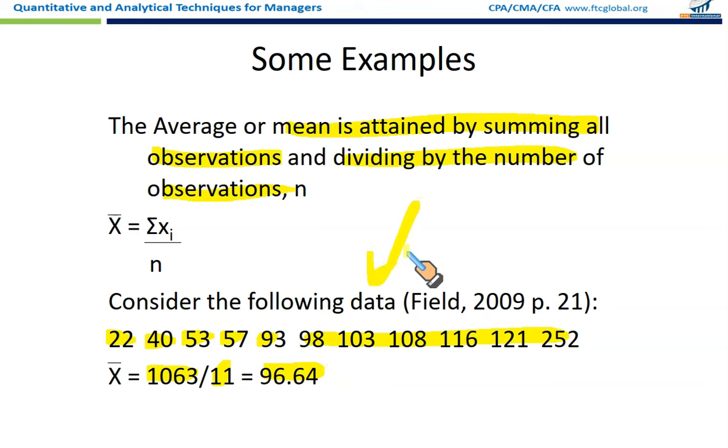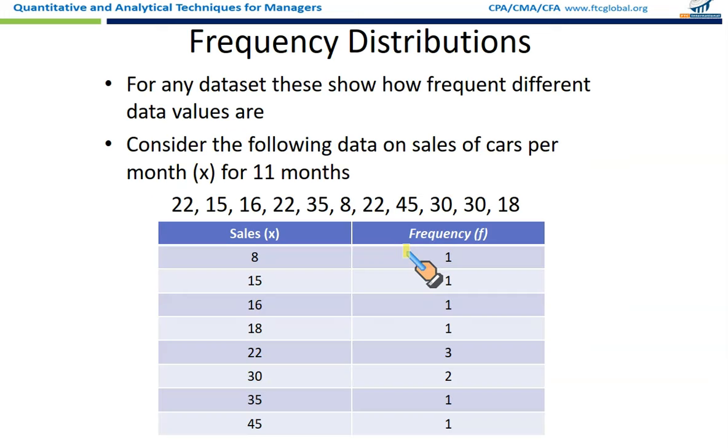What if we have grouped data? What do we do in that case? Now we have a frequency distribution, we have got classes. In the last 11 months, we sold 8 cars in 1 month, 15 cars in 1 month. We sold 22 cars in 3 months, over a total of 11 months.